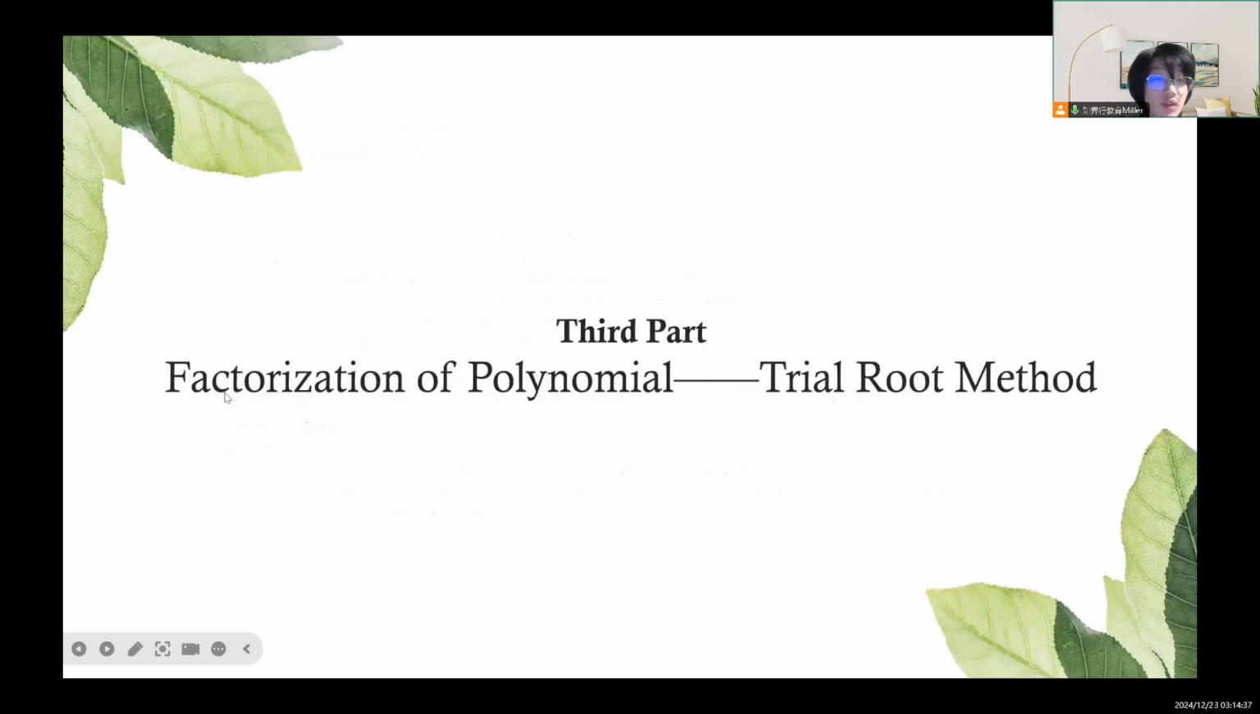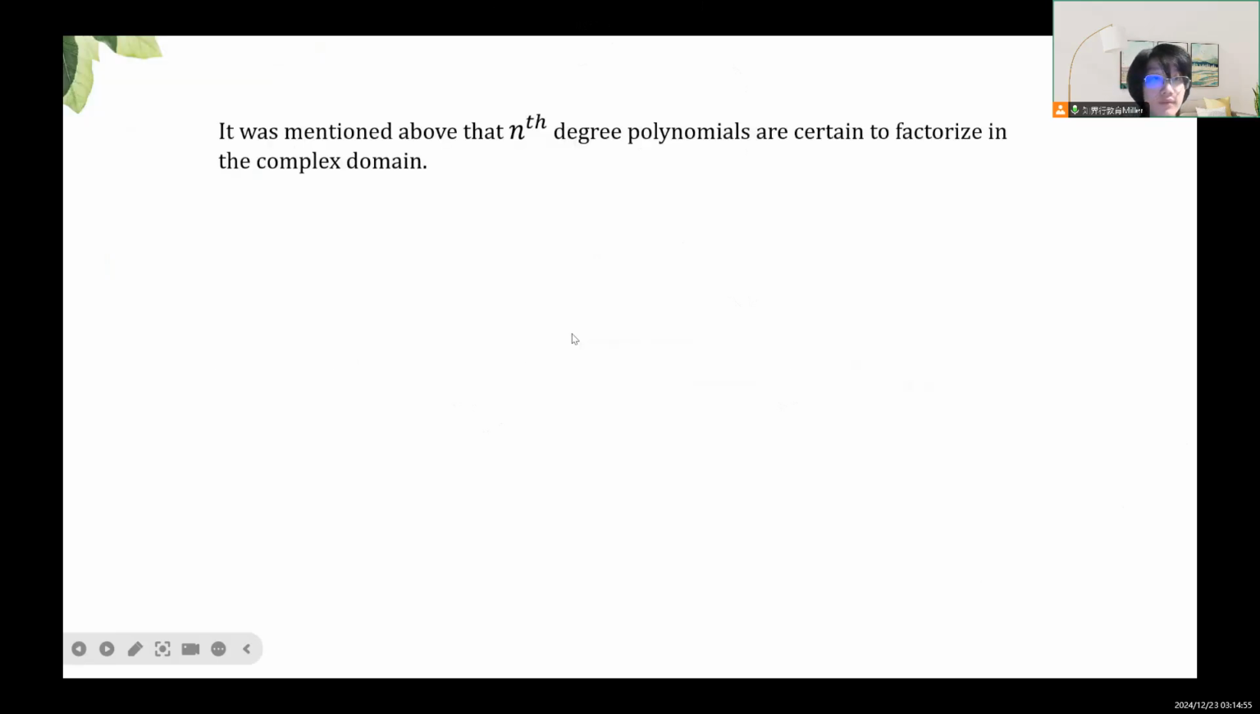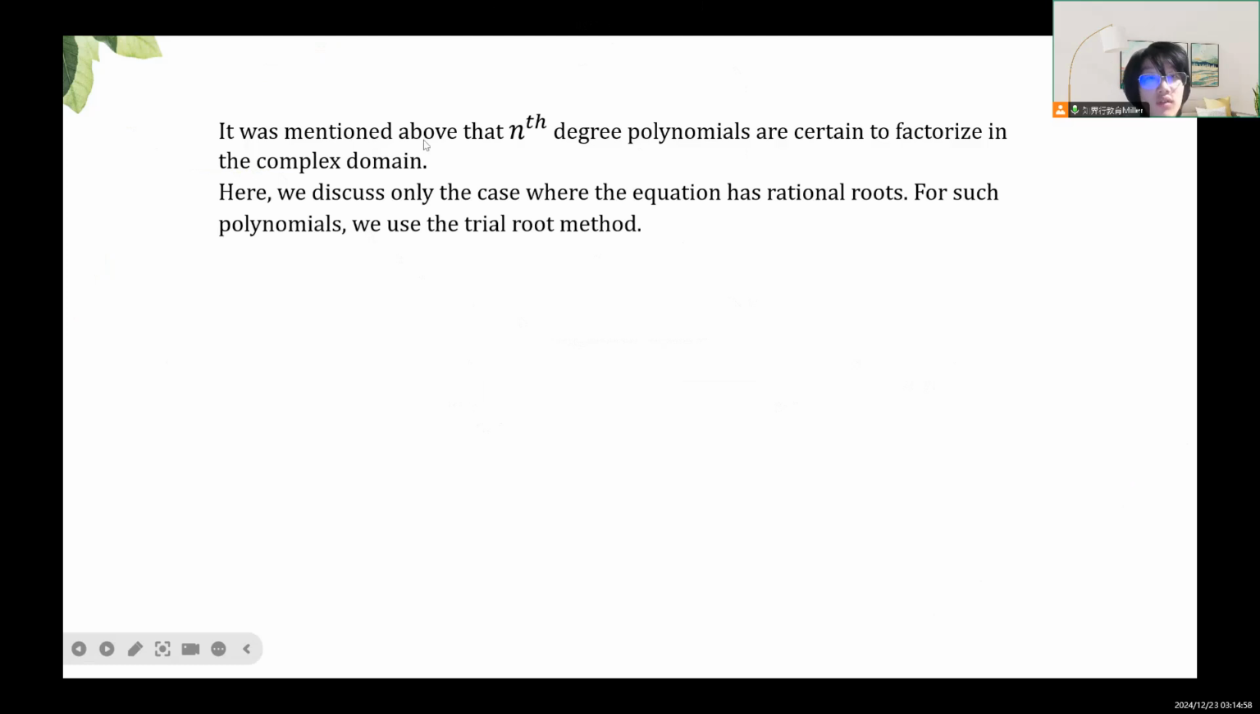The third part is the factorization of polynomials by the trial roots method. We can use this method to help us find the solution rapidly. It was mentioned that the nth degree polynomials are certain to factorize in the complex domain. Here we discuss only the case where the equation has rational roots. For such polynomials, we use the trial roots method.